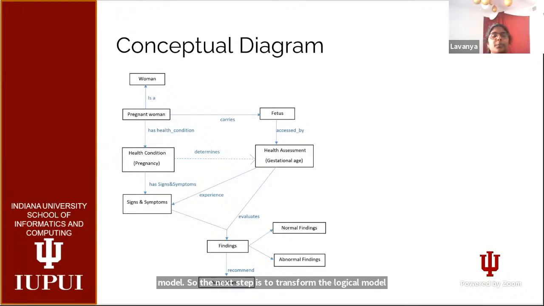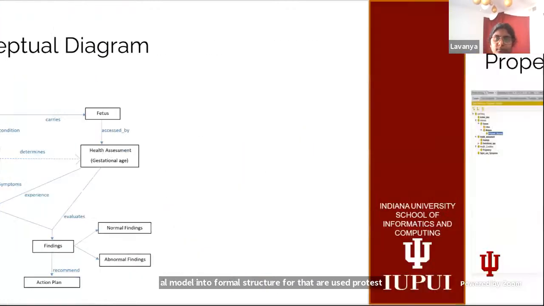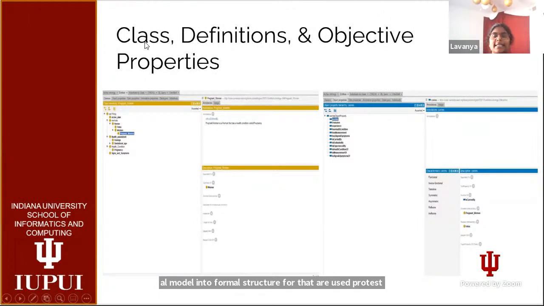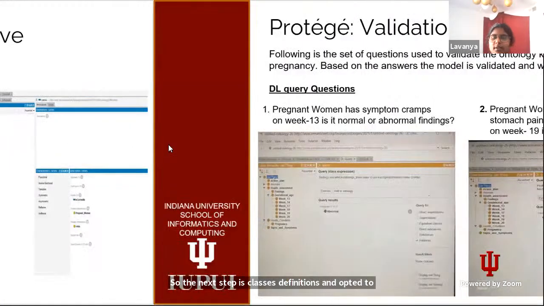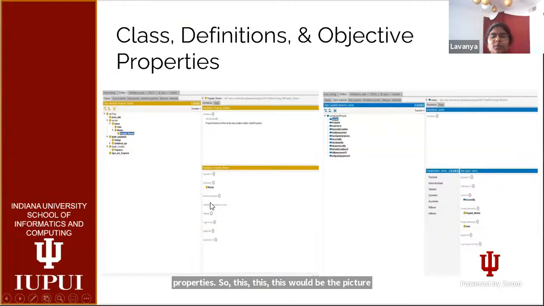For that, I used Protege 5.5 as an editor tool. The next step is classes, definitions, and object properties. The first picture would be the Protege screen. Here are the class structures, where there are classes and subclasses combined together with an is-a relationship. And these are the annotations, also known as informal definitions, and this would be the formal definitions.